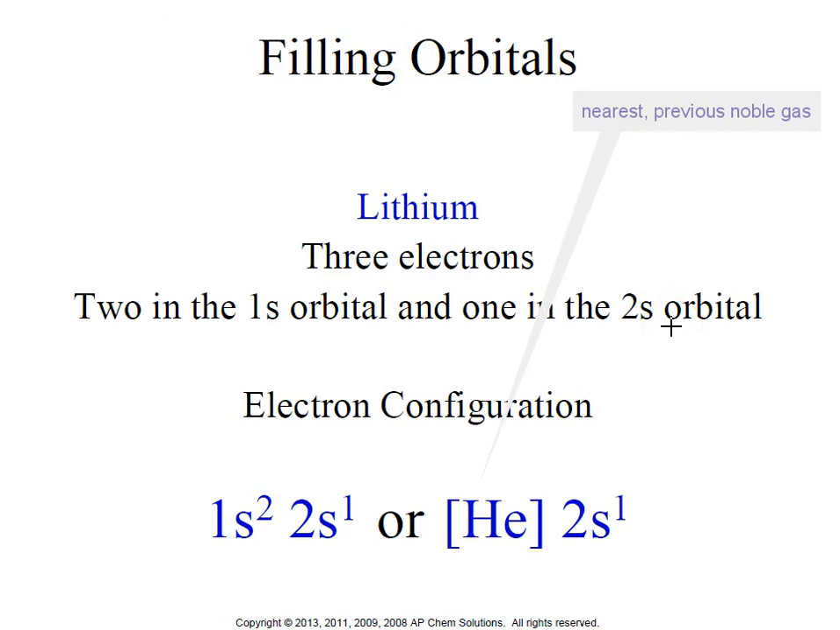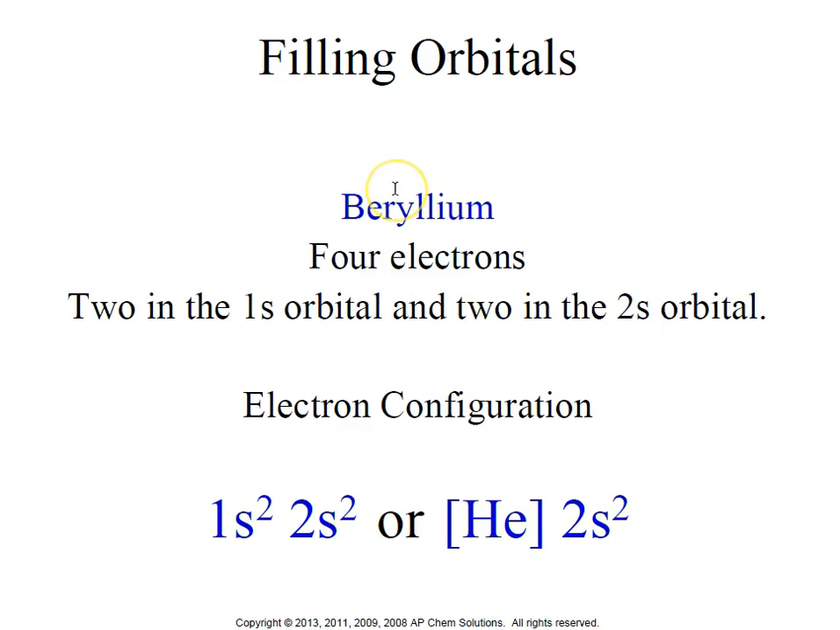Okay, so I put that note there. You can jot that in your notes as well. When you're doing the shorthand, we're using the nearest previous noble gas. Beryllium has 4 electrons, and the first 2 would of course go in the 1s, and then those next 2 could go in the 2s. So 1s2, 2s2, or helium, the nearest previous noble gas, followed by that 2s2.